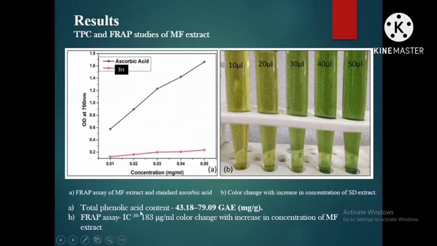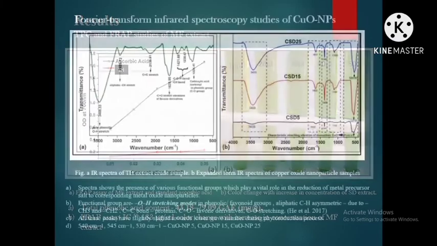So the total phenolic content was found to be 43.18 to 79.09 milligram per gram gallic acid equivalent weight. The IC50 value of the antioxidant activity was found to be 183 microgram per ml.